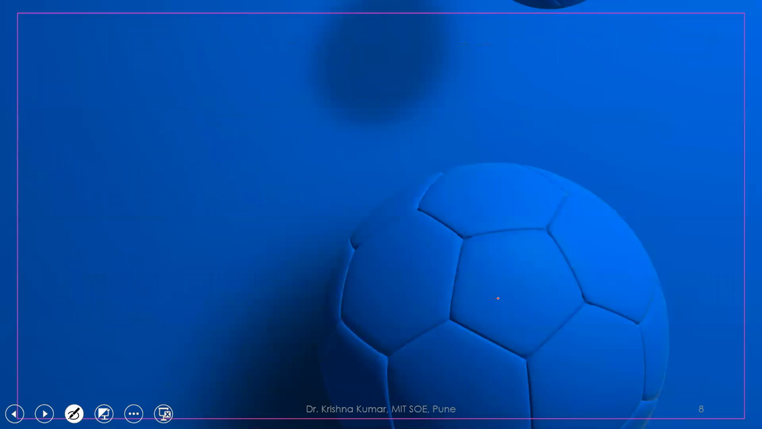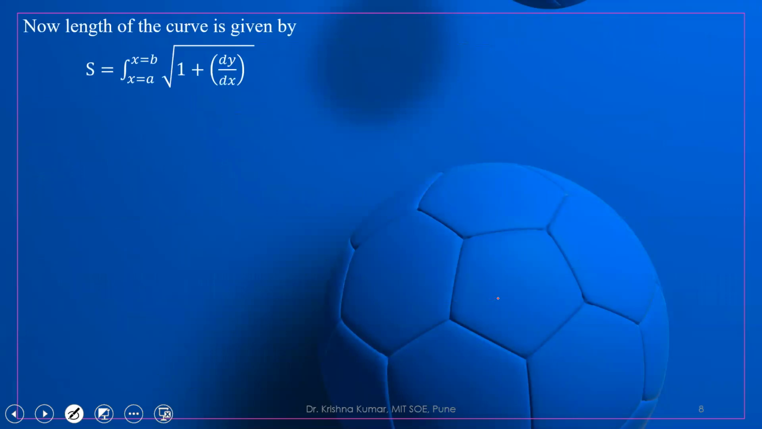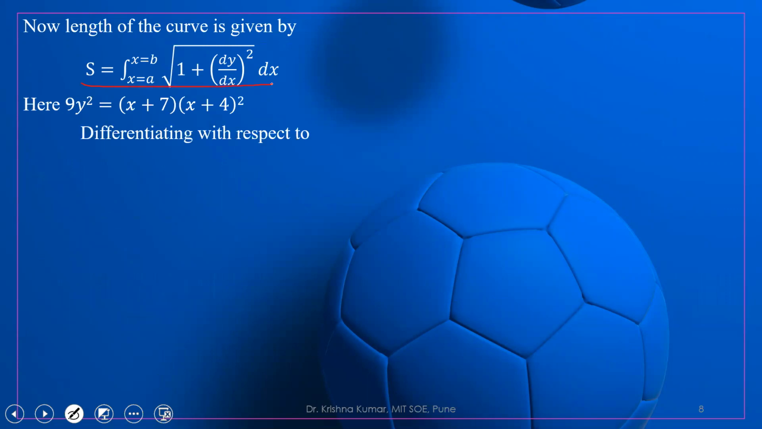Now, what is the length of the curve? This is the formula. We know the Cartesian curve, so we use 9y square is equal to (x plus 7)(x plus 4) whole square.